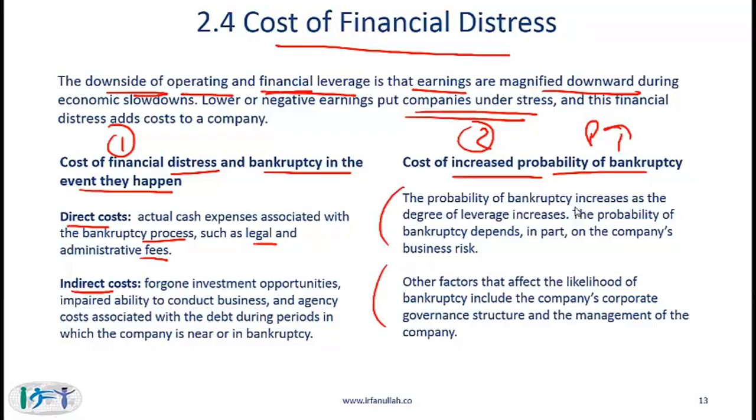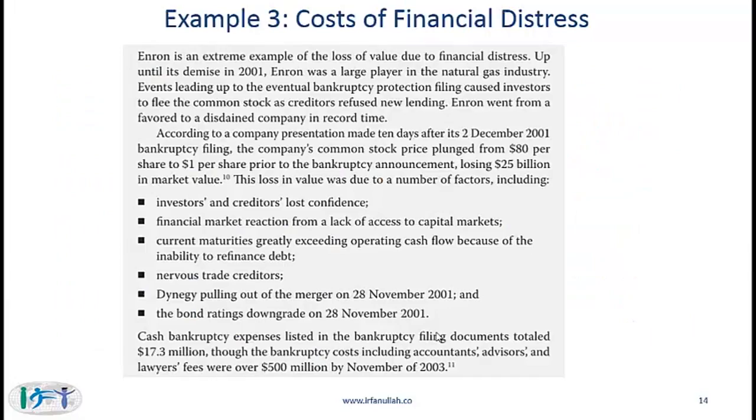The probability of bankruptcy increases as the degree of leverage increases. That is a given. The probability of bankruptcy depends in part on the company's business risk. So if the company's business risk is high, which means that the variability of sales and the variability of expenses is high, then that also contributes to the probability of bankruptcy. Other factors that affect the likelihood of bankruptcy include the company's corporate governance structure and the management of the company. So if the corporate governance structure is weak or the management is weak, the controls are not very strong, then obviously that also increases the likelihood of bankruptcy.